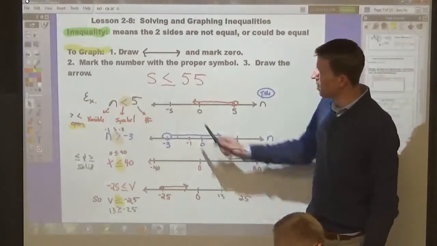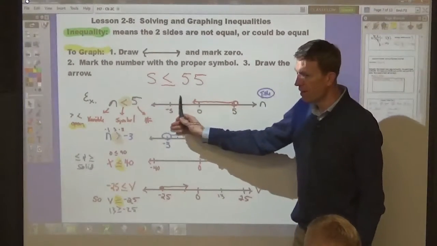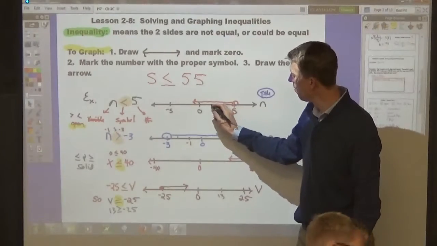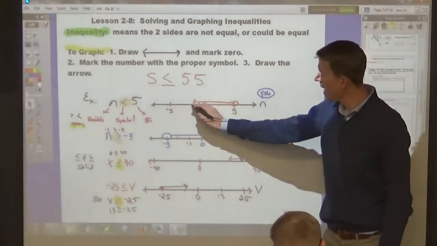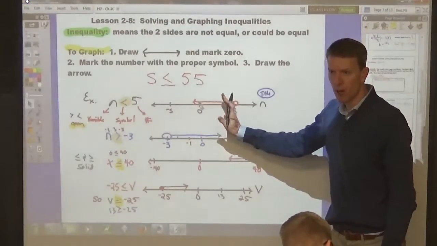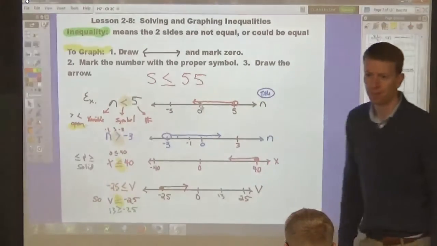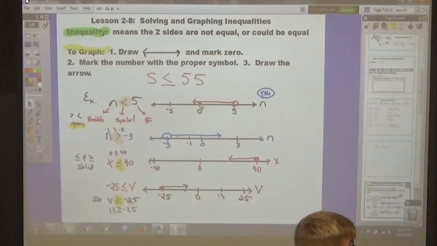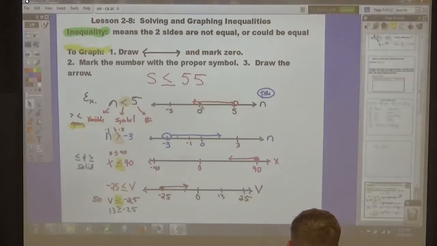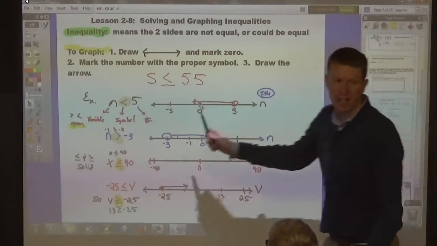Okay? So, what we want to do is shade that way, or draw a line right above the number line, and shade that way, and put an arrow to show that the answer could be anywhere to the left of 5. Okay? Now, we know that the answer doesn't include the number 5 because we used an open dot. Open dot means it doesn't include 5. N is less than 5.